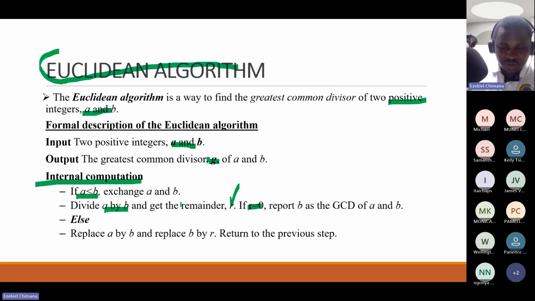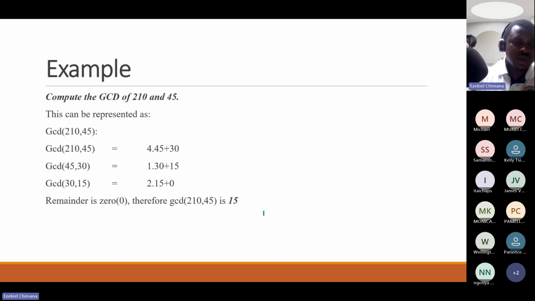Else, if the remainder is not equal to 0, you need to replace A by this B, and then you take your remainder to become your B. Then you do the previous step, which is dividing. You keep on doing that until you find your R as 0. That's what you do with the Euclidean algorithm.